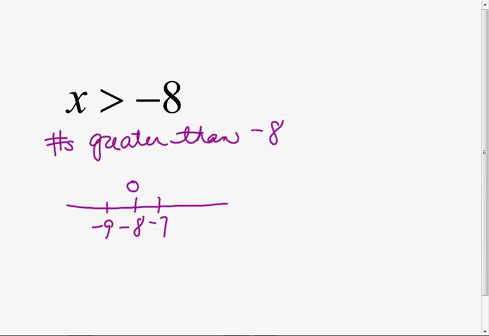-8 is not bigger than itself. Then I can test, what's the easiest number to test? How about 0? I love 0. It's the easiest one. Is 0 bigger than -8? Yes. That means everything on that side will make it true. So all I have to do is just test regions. Now I'm going to build on that probably even next year. I don't know if anymore this year, but for sure next year.